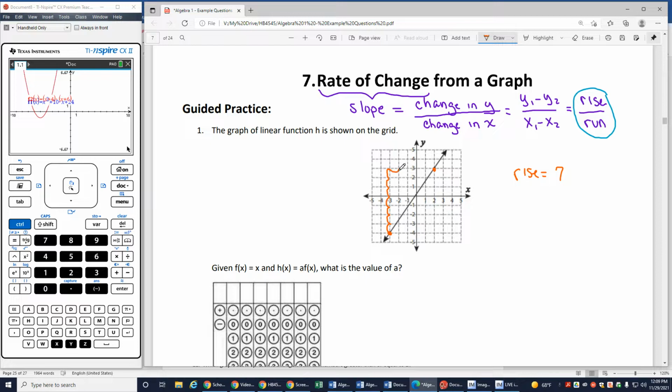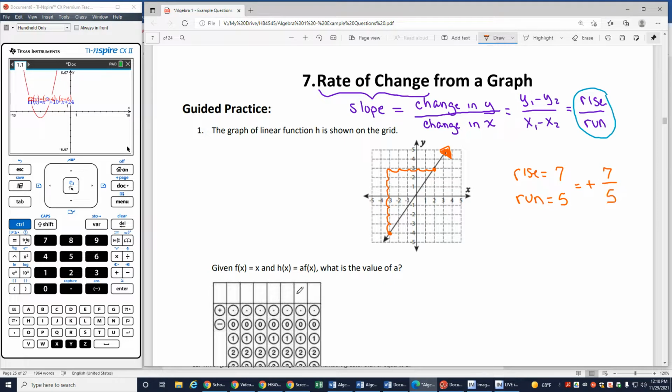My run: notice I didn't count here, I counted here. 1, 2, 3, 4, 5. My run is 5. I can see from left to right my graph is going uphill, so I know I'm going to have a positive slope, 7 over 5.